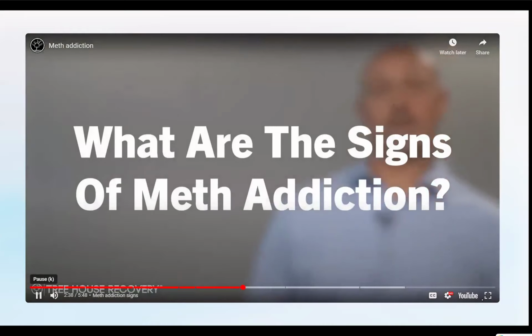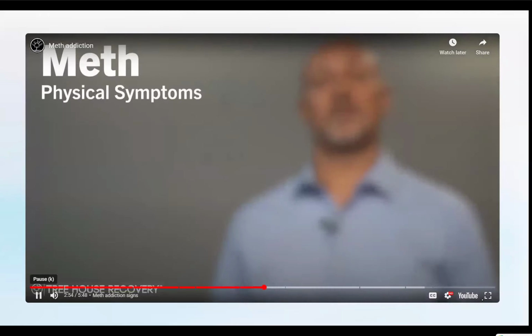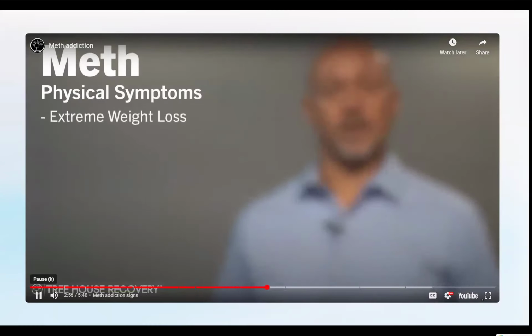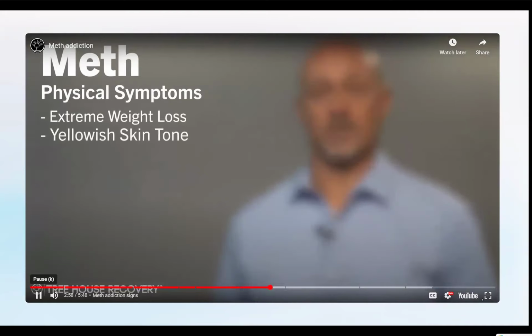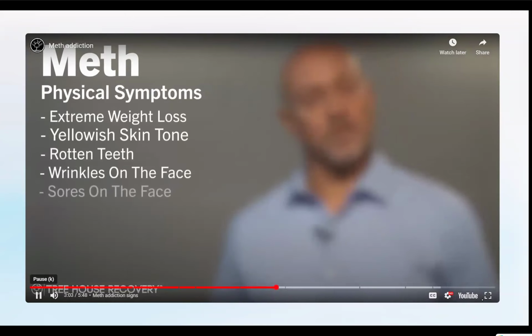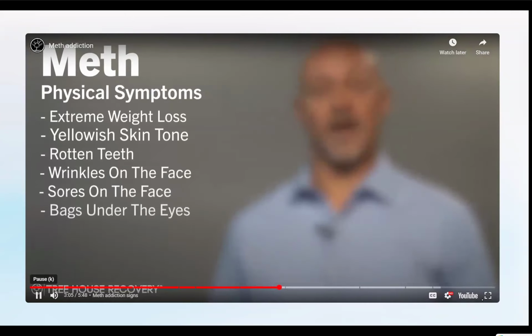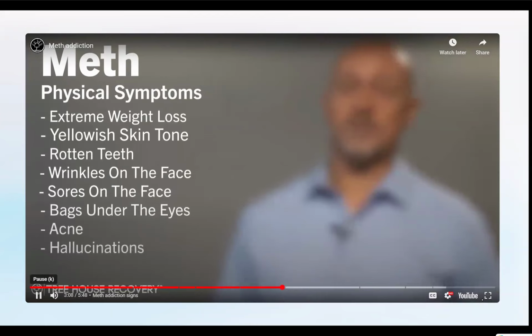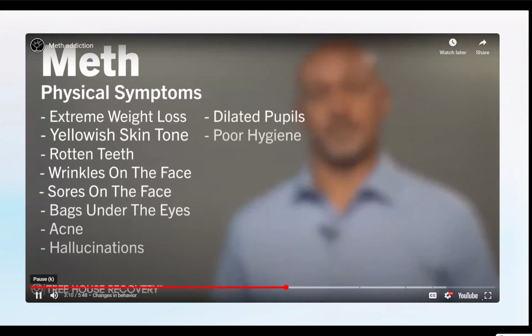What are the signs of meth addiction? There are many physical signs that someone is abusing meth because it taxes a person's body. Between the constant adrenaline state, insufficient sleep, and not eating, a person using meth will have several symptoms of malnourishment and insomnia. These physical signs include extreme weight loss, unhealthy yellowish skin tones, rotten teeth, also known as meth mouth, wrinkles on the face, sores on the skin, noticeable bags under the eyes, acne, hallucinations, dilated pupils, and poor hygiene.